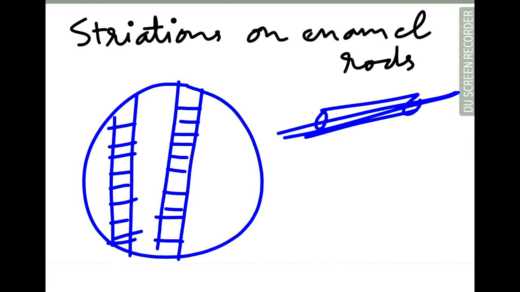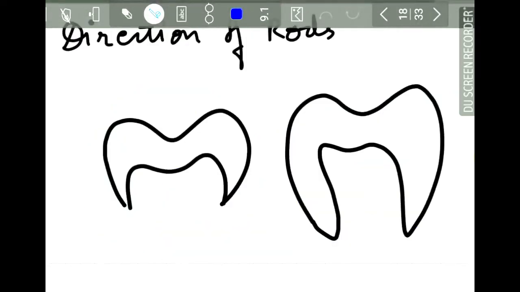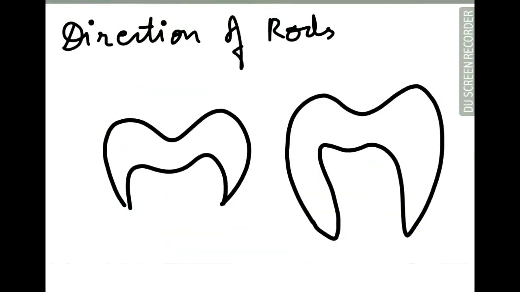What is the relevance of these striations present on the enamel rods? They represent the rhythmic pattern of enamel formation, and there is also some diurnal variation in enamel deposition. The rate is different in the daytime and at night time. This is called diurnal variation. These striations are more visible when the section is treated with acid. Now, what is the direction of the rods? The direction of enamel rods is different in deciduous and permanent teeth.